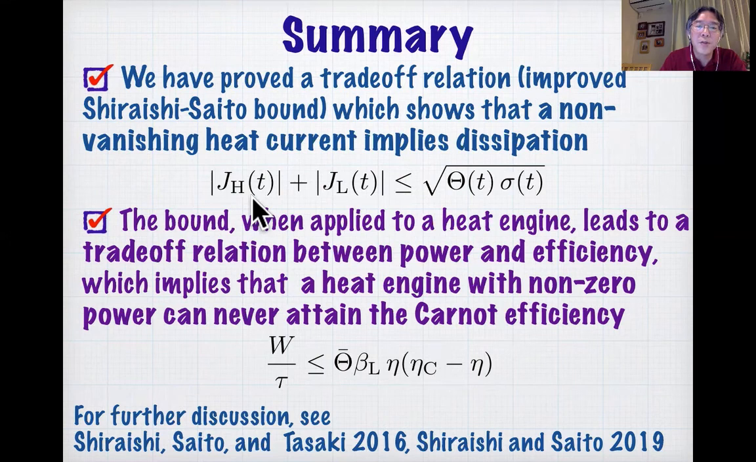And this trade-off relation shows that a non-vanishing heat current always implies dissipation. Very interesting. And this bound is essential, but when applied to the problem of heat engines, leads to a trade-off relation between power and efficiency that I discussed in part 1 of this video. And this implies that a heat engine with non-zero power can never attain the Carnot efficiency. Okay, so that's basically what I wanted to say.